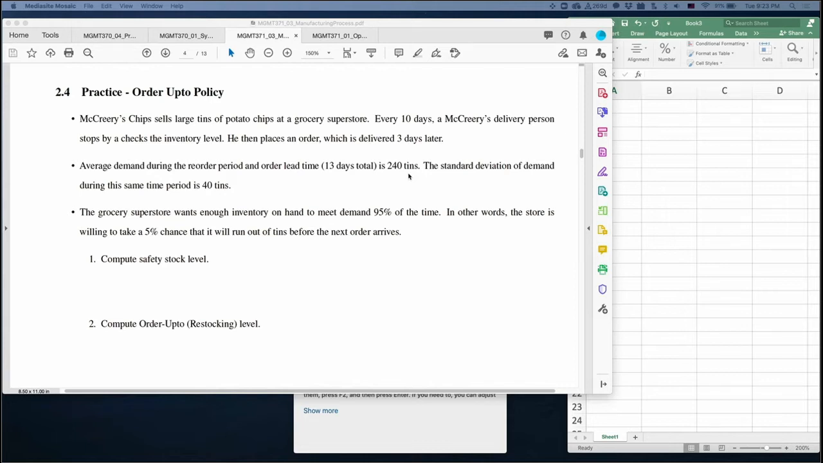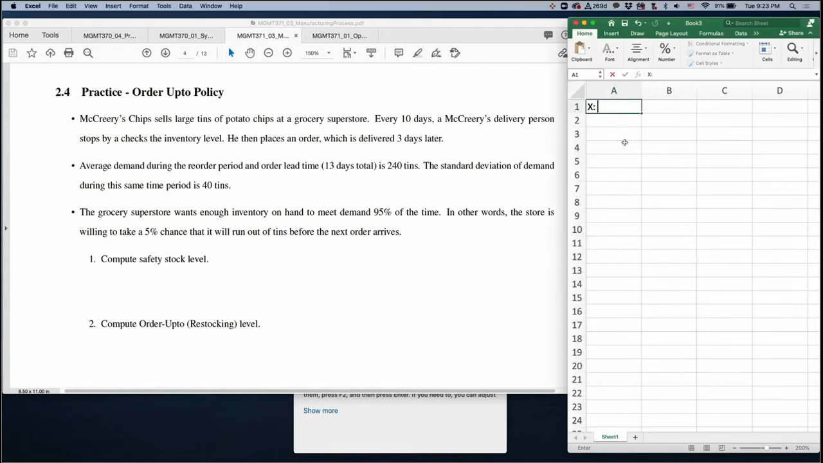Then we can write it this way. X is demand, right? X follows a normal distribution with mean 240 and standard deviation 40. We denote this problem like this. Actually, we can use the mu and sigma information: mu is 240 and sigma is 40.